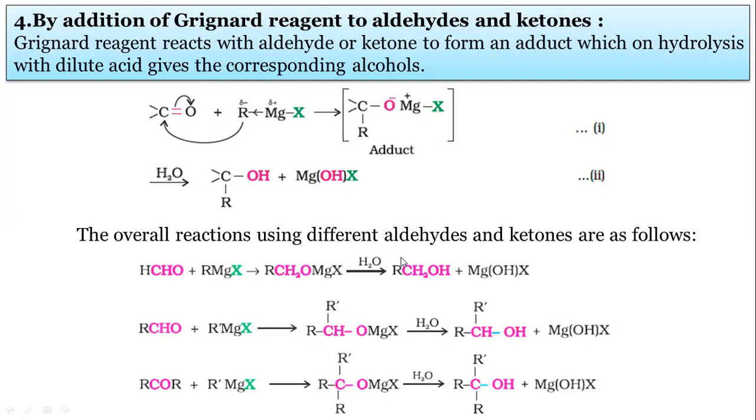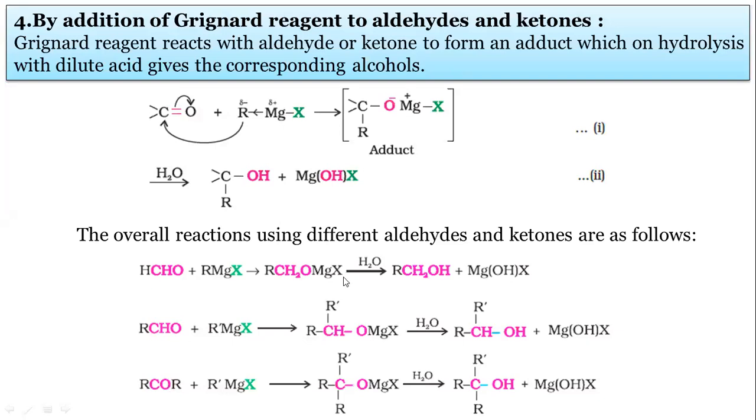So we can prepare the primary alcohol, the secondary alcohol, or the tertiary alcohol, depending on which aldehyde or ketone is changed. See the first example here; some examples are given below. HCHO is formaldehyde, RCHO is an aldehyde such as acetaldehyde, and RCOR is a ketone.